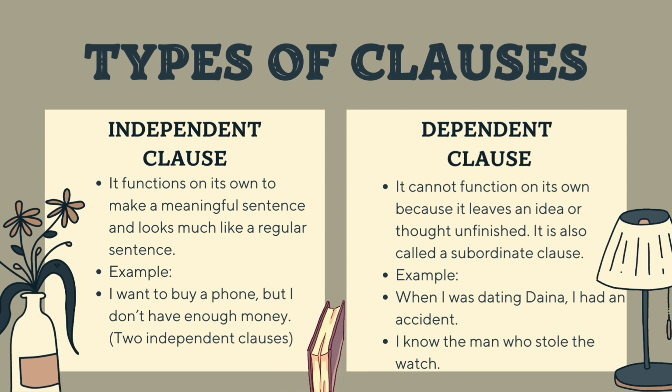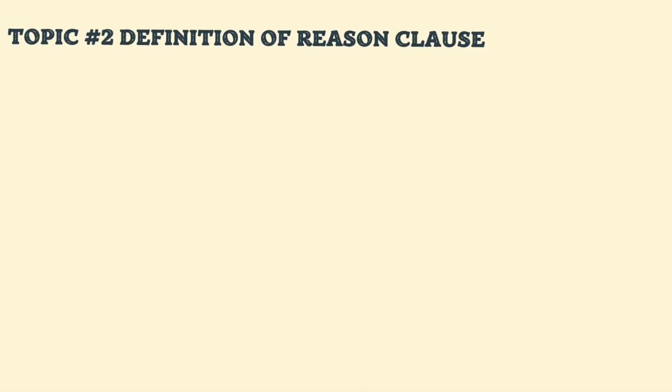And the second one is dependent clause. On the other hand, this clause cannot function on its own because it leaves an idea or thought unfinished. It is also called a subordinate clause. This helps the independent clause complete the sentence, but alone, it cannot form a complete sentence. For example, we have first, when I was dating Dana, I had an accident. And the second, I know the man who stole the watch.